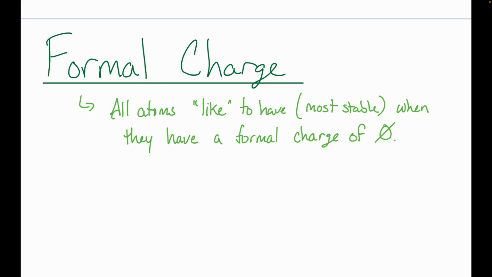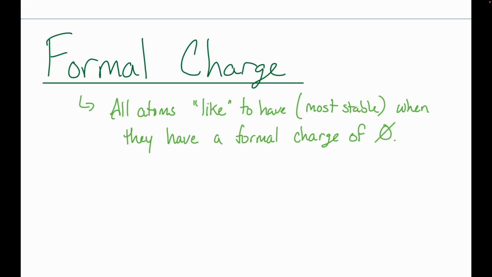Okay, so when we built that little cheat sheet before and we said this is how many bonds and this is how many lone pairs an element likes to have, what we were really doing is making a chart of how many bonds and how many lone pairs an element has when it has this formal charge of 0. All right? Now, that's great. That is indeed the most stable state of all of those atoms.